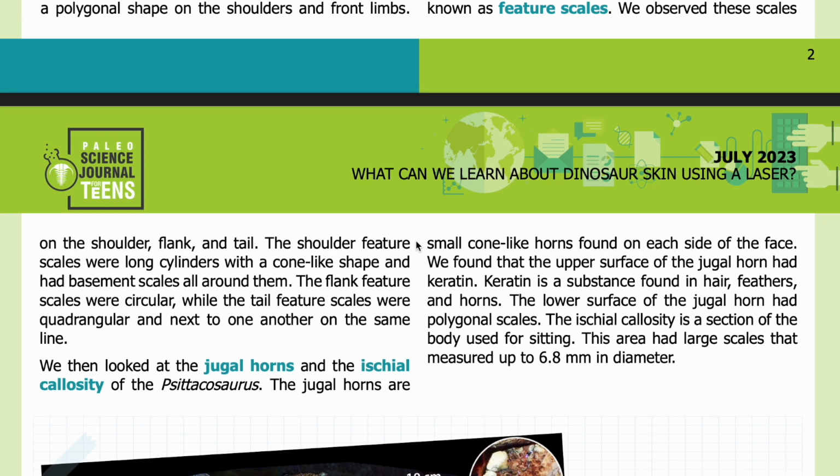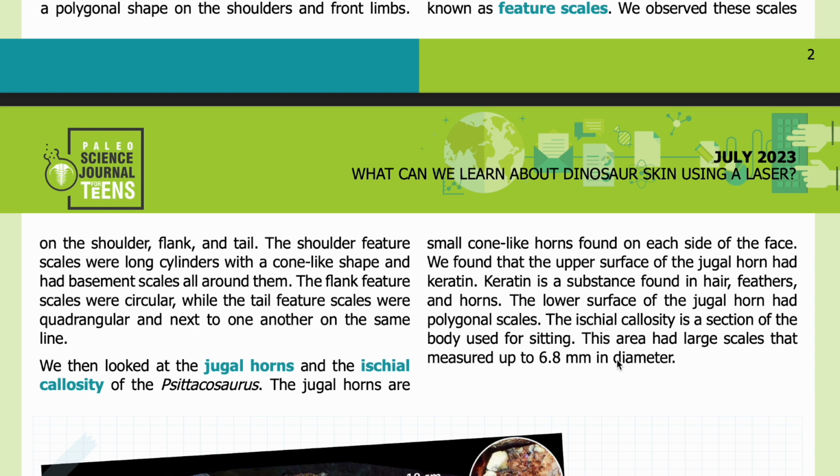The shoulder feature scales were long cylinders with a cone-like shape and had basement scales all around them. The flank feature scales were circular, while the tail feature scales were quadrangular and next to one another on the same line. Then we looked at the jugal horns and the ischial callosity of the Psittacosaurus.